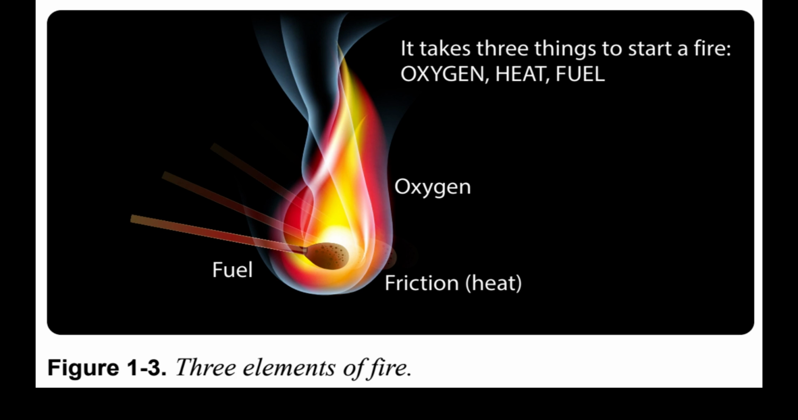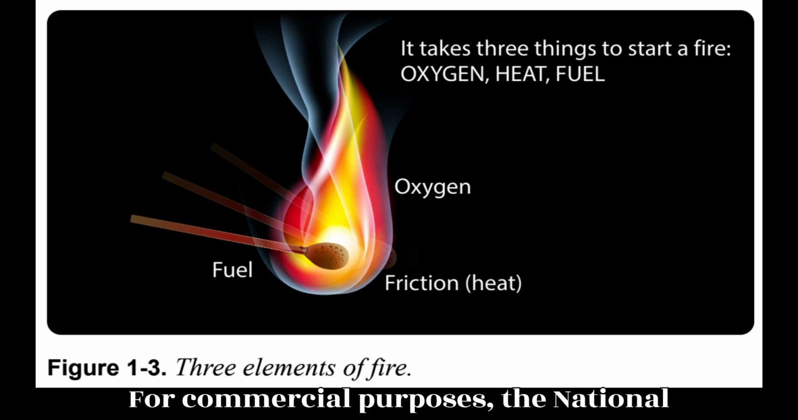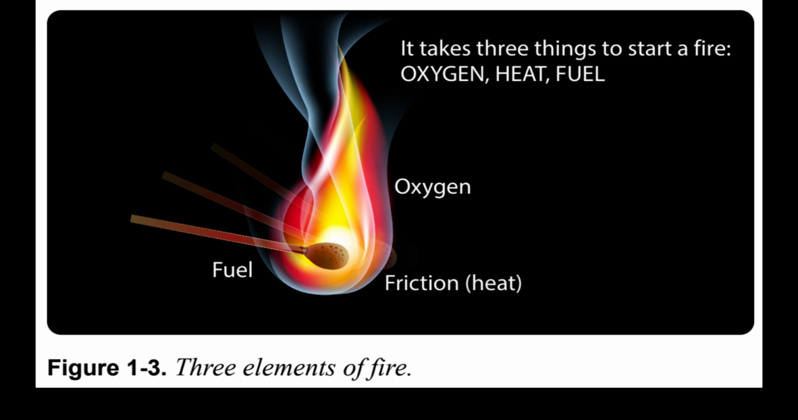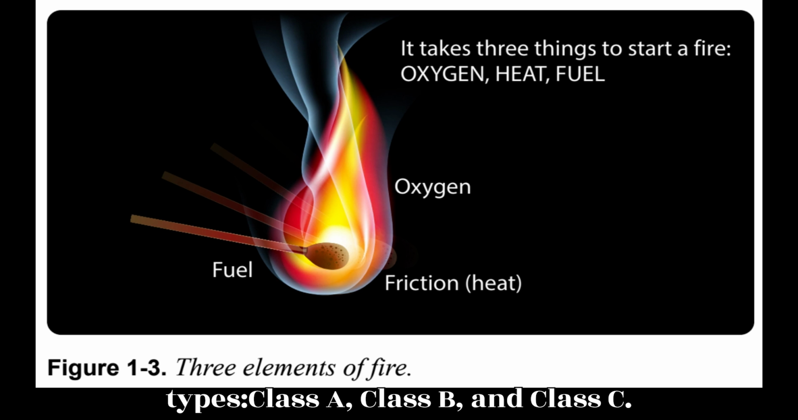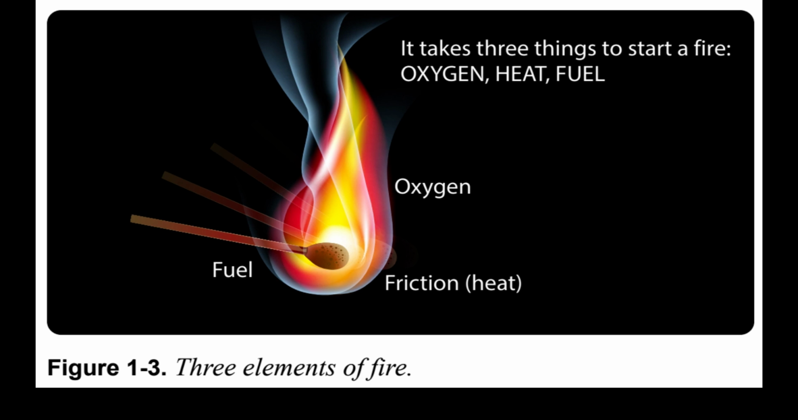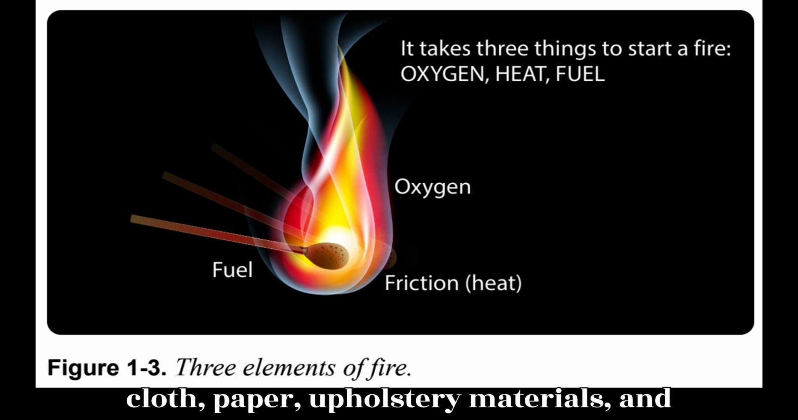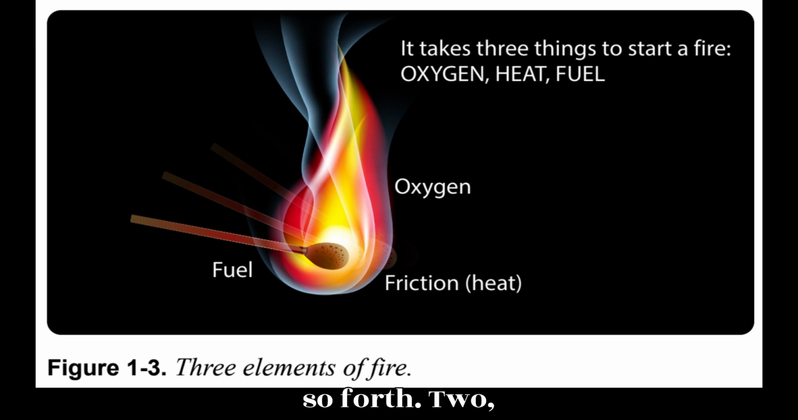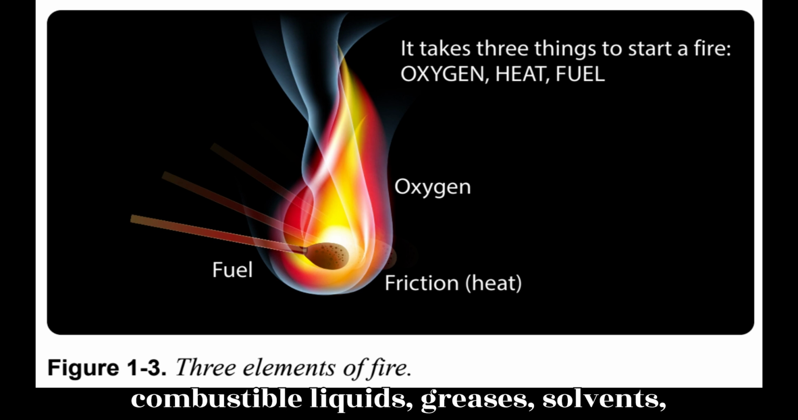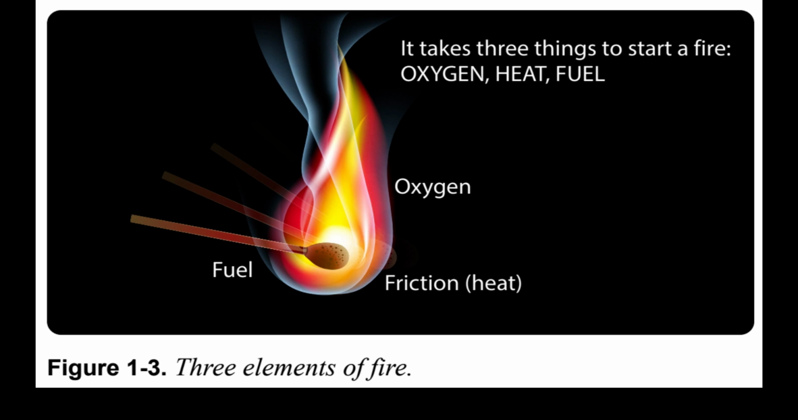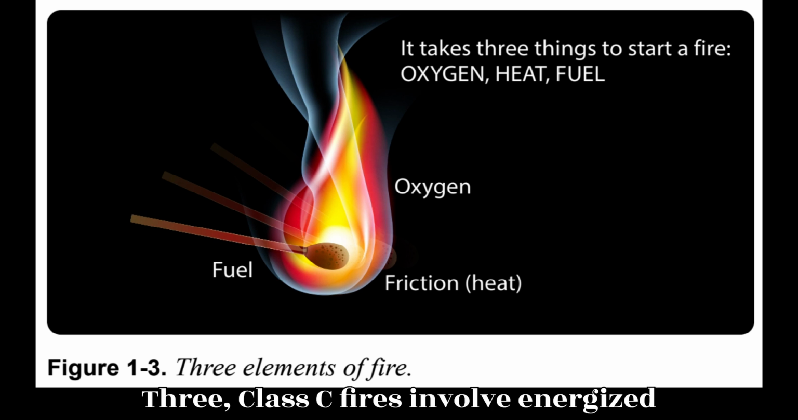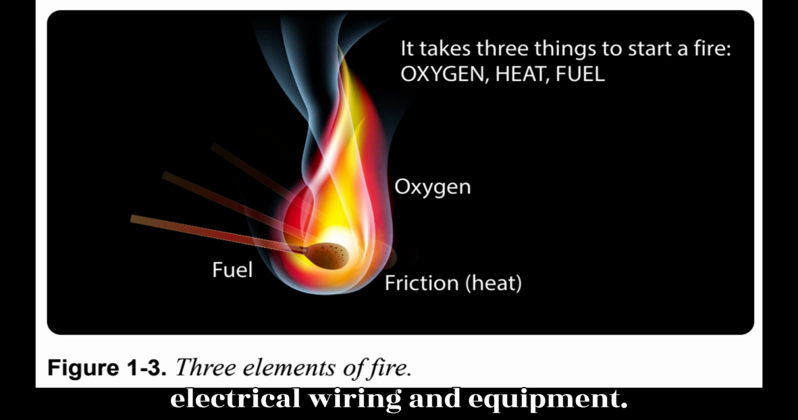Classification of fires. For commercial purposes, the National Fire Protection Association, NFPA, has classified fires into three basic types: Class A, Class B, and Class C. 1. Class A fires involve ordinary combustible materials such as wood, cloth, paper, upholstery materials, and so forth. 2. Class B fires involve flammable petroleum products or other flammable or combustible liquids, greases, solvents, paints, and so forth. 3. Class C fires involve energized electrical wiring and equipment.